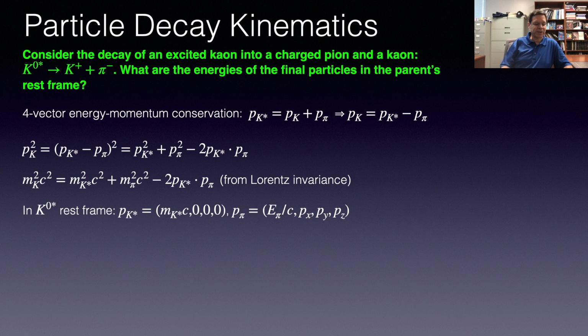which for a decay of a parent at rest, so if we consider the parent in its rest frame, and therefore the products are also measured in the rest frame, then in that rest frame, that parent's energy is just its rest mass energy, mK star c squared, but I divide by c in the 4 vector language.